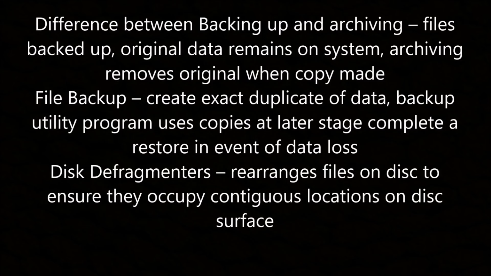The difference between backing up and archiving is that when files are backed up, the original data remains in the system, and archiving removes the original when the copy is made. File backup is creating an exact duplicate of the data, with the backup utility program using copies at a later stage, completing the restore in the event of data loss. Disk defragmenters rearrange the files on the disk to ensure they occupy contiguous locations on the disk surface.